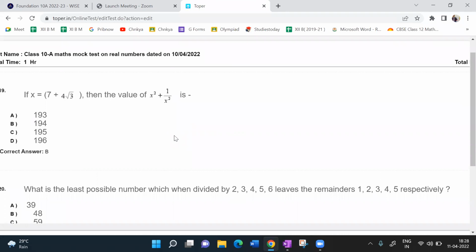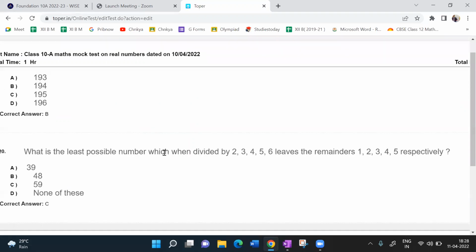So the x value is equal to this much. Then the value of this. How did you do it? Very simple. First we can find the value of 8 square, then rationalize the denominator in 1 by 8 square. That's it. Very simple.